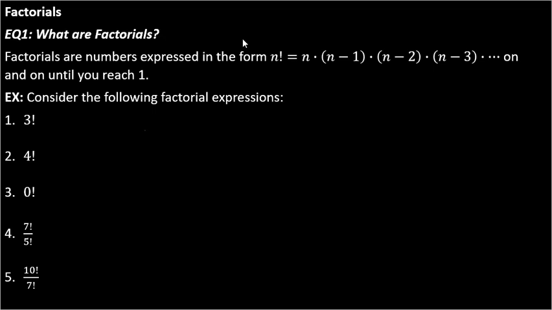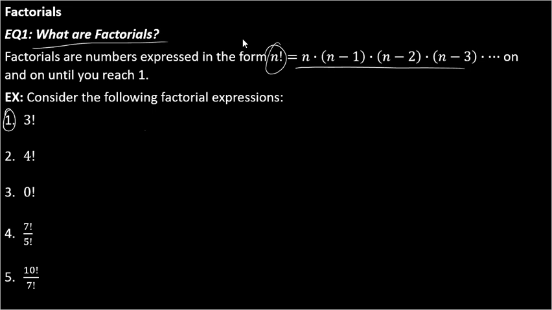Right, so first let's start with what are factorials. So if I say n factorial, I'm saying n times n minus 1 times n minus 2 times n minus 3, on and on. So that probably doesn't make a whole lot of sense without seeing numbers being put to it, so we've got plenty of examples to look at.